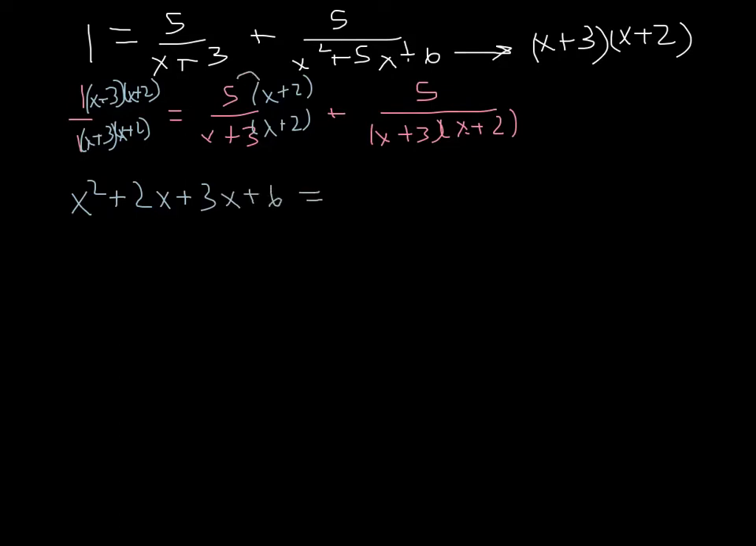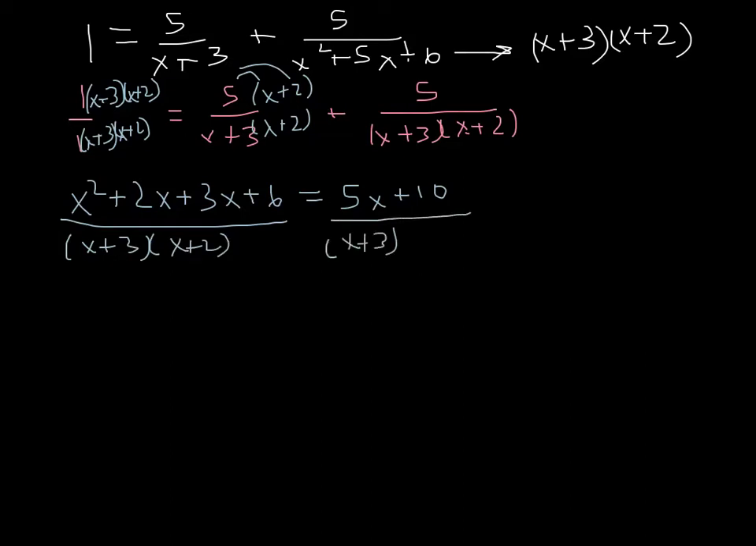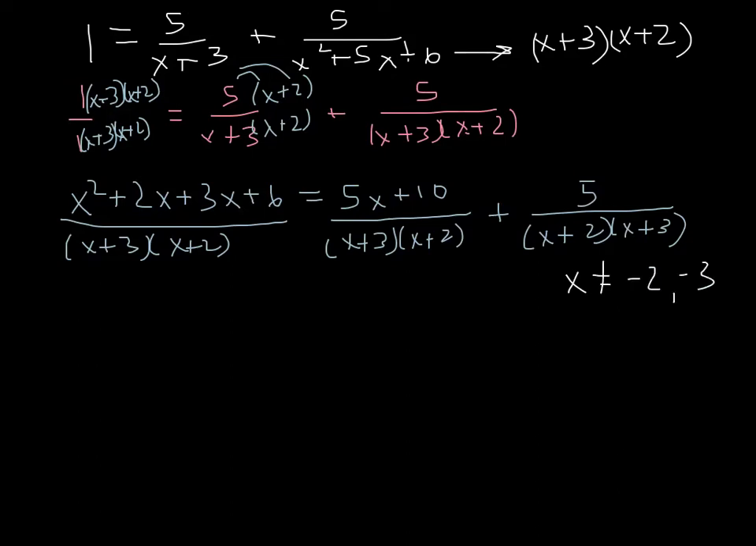On the other side, 5 times x is 5x. 5 times 2 is 10. Each of these is over x plus 3, x plus 2, x plus 3, x plus 2. And the final term I get to leave alone because, as we've said before, it already has the common denominator in it. So all the denominators are the same, which means all the pieces are cut into equal sized pieces so we can compare. At this point, it's important to notice that x cannot be -2 or -3. Those are the excluded values.